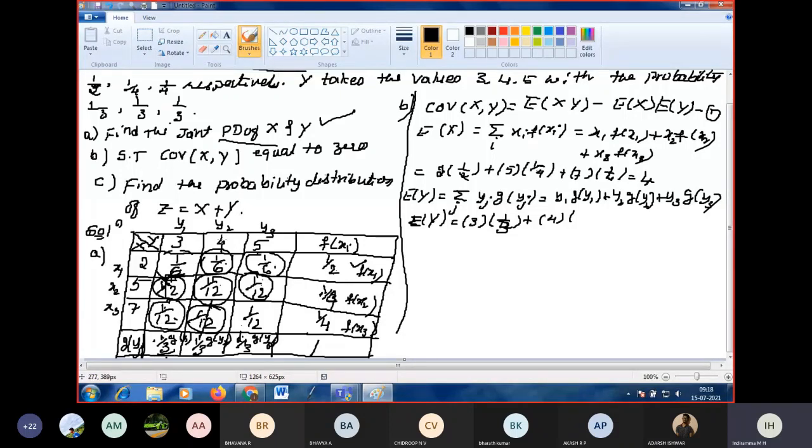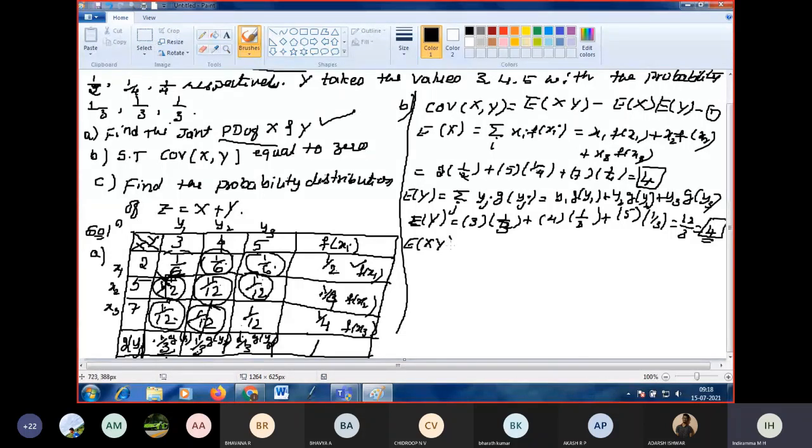Next, y2 is 4. g of y2 is 1 by 3. 4 into 1 by 3 plus 5 into 1 by 3. What did you get? Take LCM as 3. 3 plus 4, 7. 7 plus 5, 12. 12 by 3. What is 12 by 3? 4. Expectation of y is also 4. So here we got expectation of x as 4. Highlight expectation of y as 4. Next, find out expectation of xy.